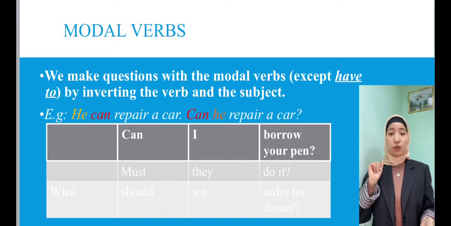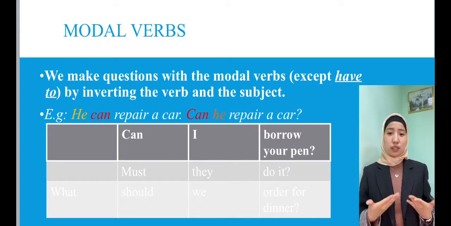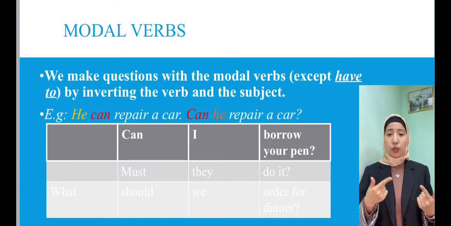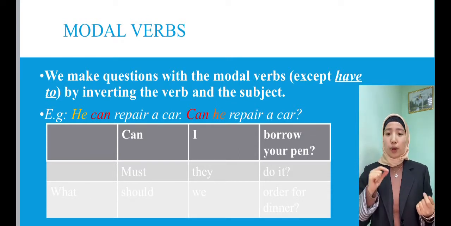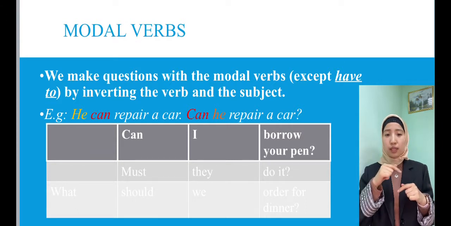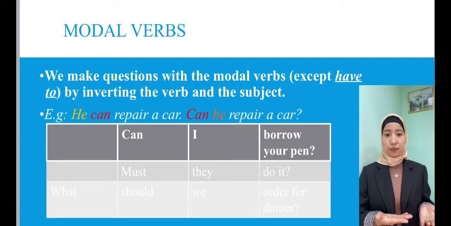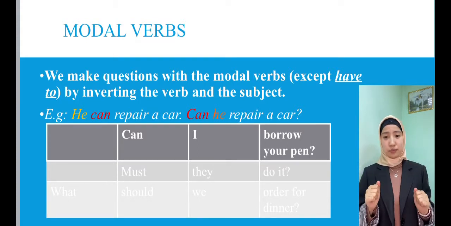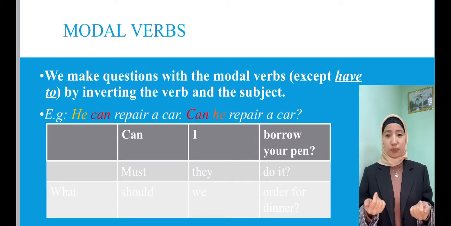The second group is about modal verbs. These verbs are very independent. That's why they don't need any auxiliary verbs. So we make the questions with modal verbs, except have to, by inverting the modal verb and the subject. For example, he can repair a car. Affirmative sentence, and we make the question like this: can he repair a car? Can he? It's quite simple and easy to remember.